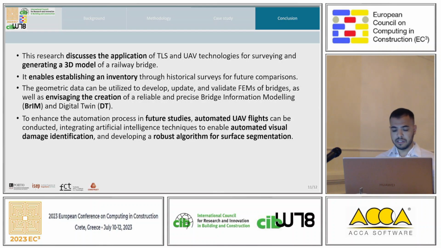For future studies, we propose to automate the UAV flight, and the second phase of our project is to implement some damage identification on the 3D model, and we will also improve the algorithm for surface segmentation.